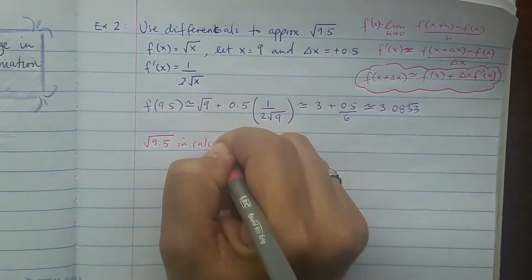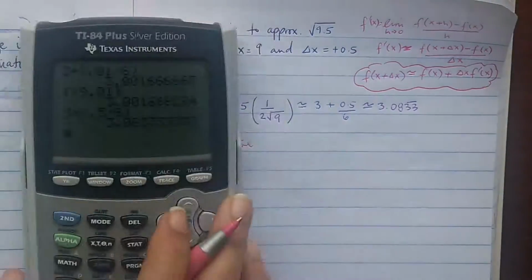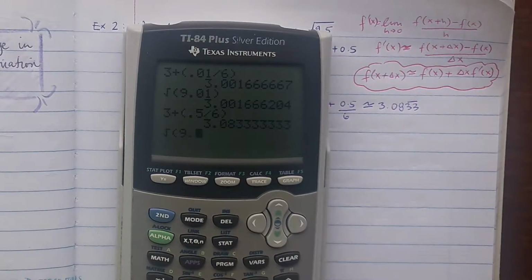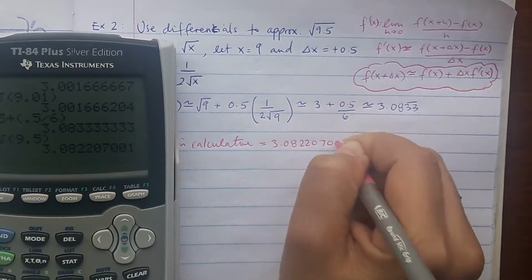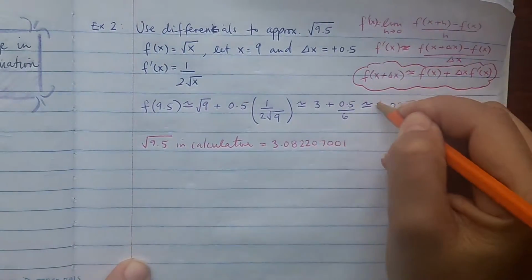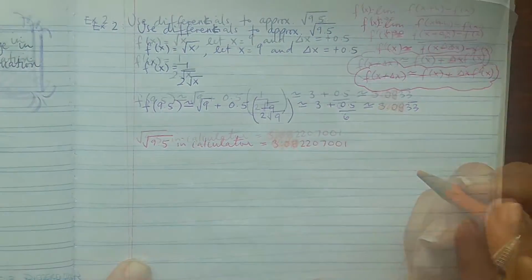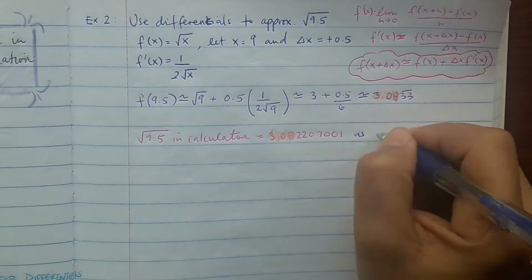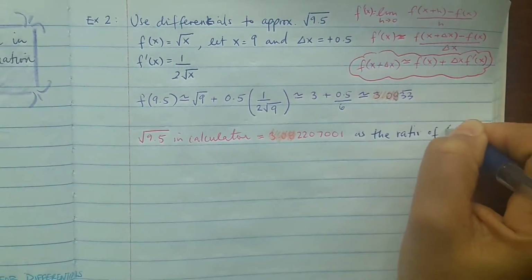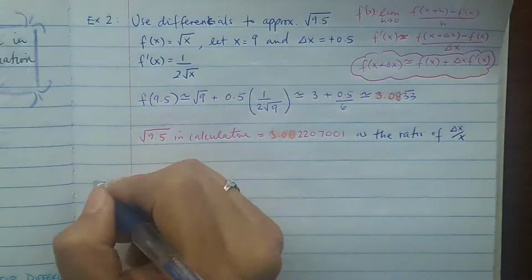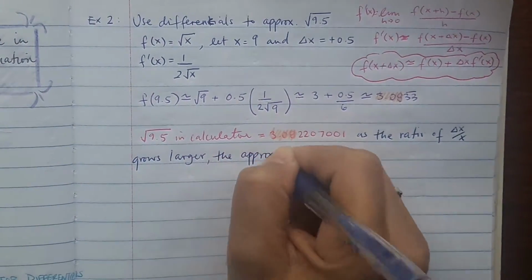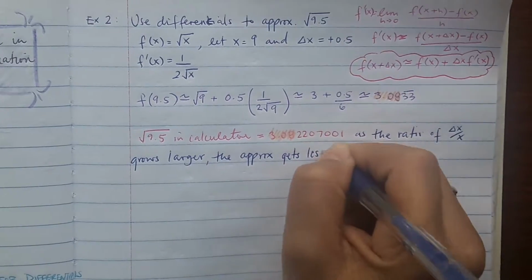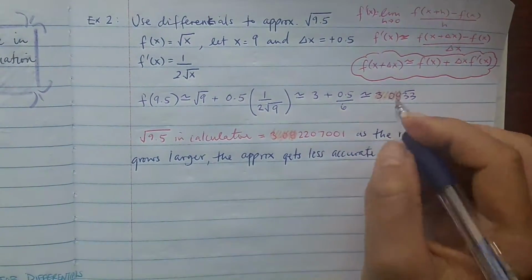Alright, what is actually the square root of 9.5 in the calculator? You're going to get 3.08, and then it changes to 2207001. So you can see that my change in x was a little bigger, so it was less accurate. So this is what it says: as the ratio of the change in x over x grows larger, the approximation gets less accurate. This is a listening check. Color in this sentence that we're writing right now.